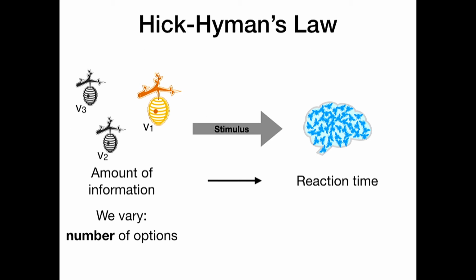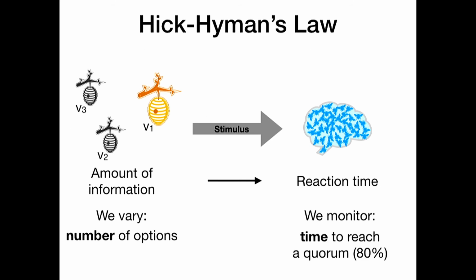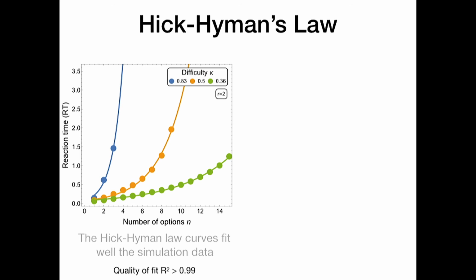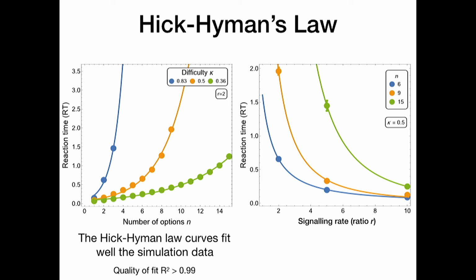So what we did is to increase the number of possible nests and to measure the time to reach a quorum. This is the data that we obtained, and they fit with an exponential curve. This might be scary because you might say the system doesn't scale well, although we also notice that the swarm can counteract this by increasing signaling. So by speaking more, transferring more information, there is a power law decrease. So somehow the swarm might balance this exponential increase by increasing the communication.